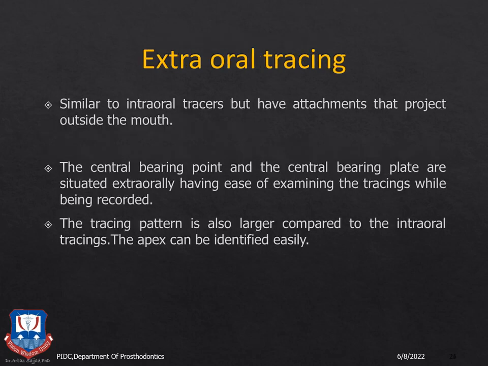Okay, now coming to the extraoral tracing devices, they are essentially similar to the intraoral tracing devices, but the central bearing plate assembly is outside the patient's mouth. That is, it is attached by a fork to the exterior of the wax rims. It is protruding out of the patient's mouth. Also it has a large central bearing plate, so the tracing arrow is larger in size. It is easy to identify the apex of the tracing.